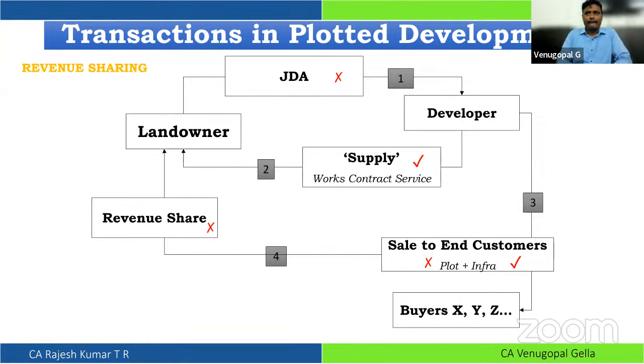So in the same example, there are people who are taking it on release order time. In that case, you will end up paying interest. Generally, plotted development is an activity of 6 months, so you may end up paying some interest for the deferred payment.